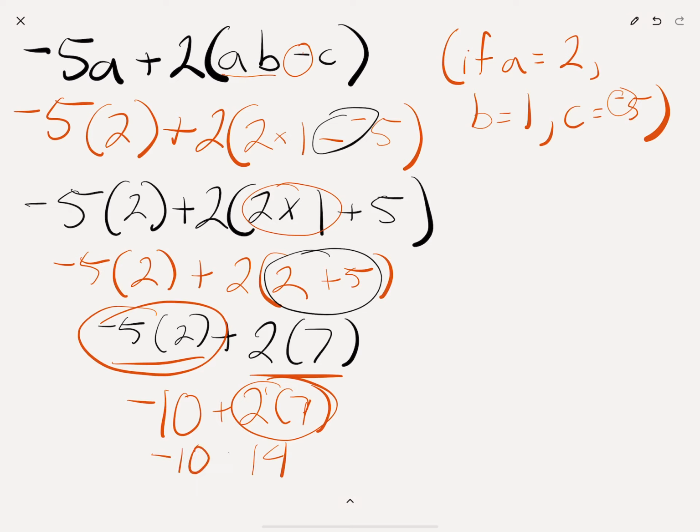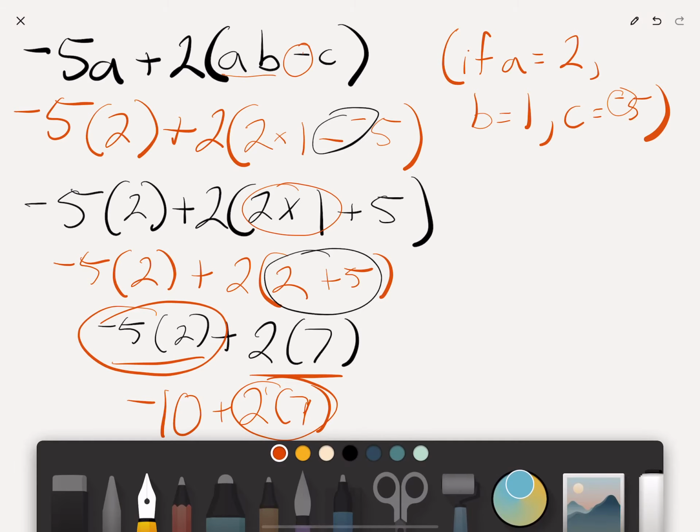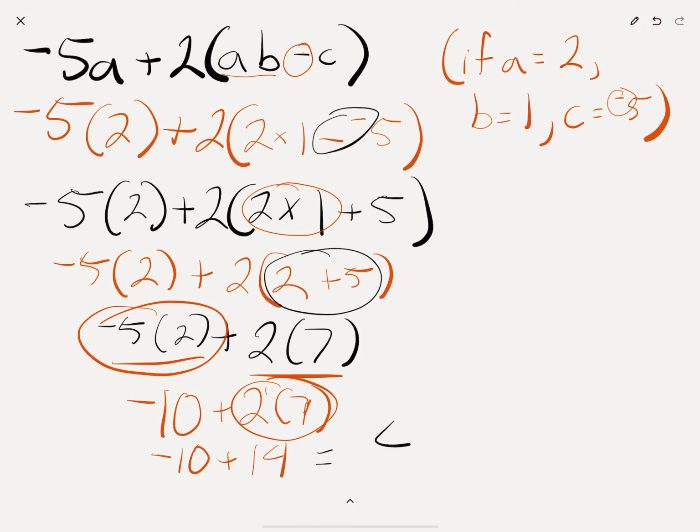Bring down the rest. And negative 10 plus 14, if we remember, if we have the same signs, we add. If we have different signs, subtract. We have different signs here. So 14 minus 10 is 4. Keep the sign of our bigger number. Our bigger number is 14, and it is positive. So our answer to all of this is simply 4.